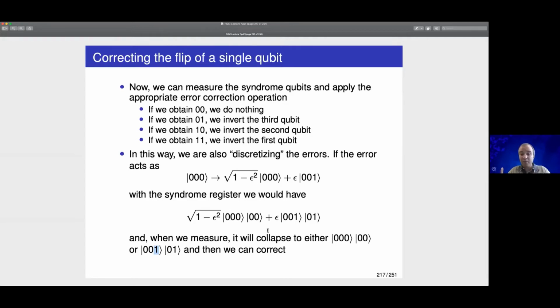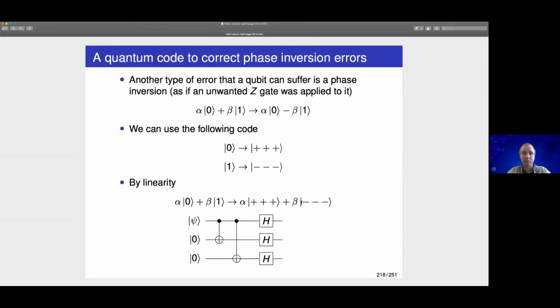But when you measure, only one of them is the one that gets actual, because the measurement collapses the state to that exact error, and then you can correct it. So I think this is really very interesting and a very nice idea, and something that gives us the possibility of implementing these quantum error correcting codes.